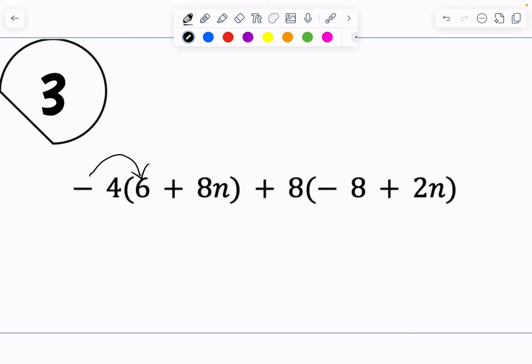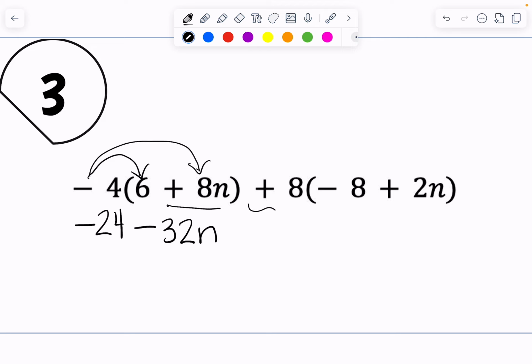So on the first set of parentheses, I'm distributing a -4 to everything inside the parentheses. So -4 times 6 is going to be -24. And then -4 times positive 8n is going to be -32n. So the 4 times 8n is 32n. Because it's -4 times positive 8n, that gives me a -32n.